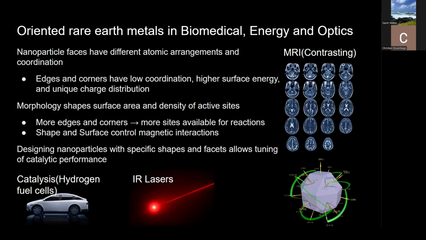Some applications of rare earth metals include MRI contrast, lasers, and hydrogen fuel cells. What's currently known about rare earth metal nanoparticles is that they have different atomic arrangements and coordinations. Edges and corners have low coordination, high surface area, and unique charge distribution. Their morphology shapes surface area and density of active sites. More edges and corners means more sites available for reactions, and shape and surface control magnetic interactions. Designing nanoparticles with specific shapes and facets allows tuning of catalytic performance.